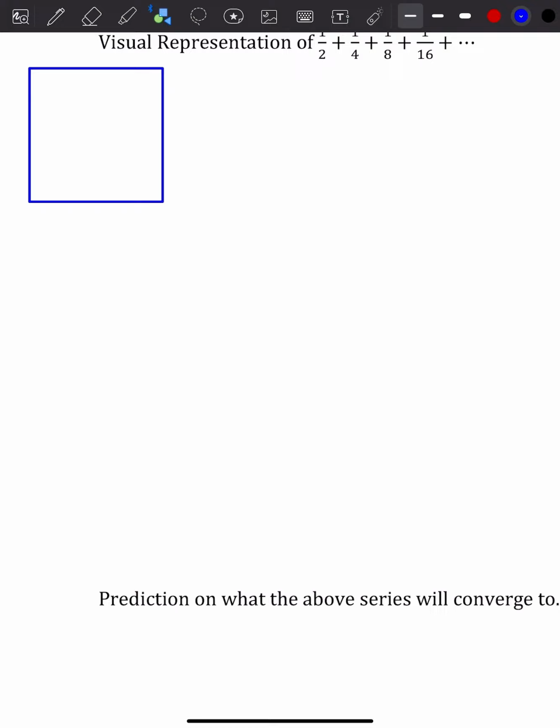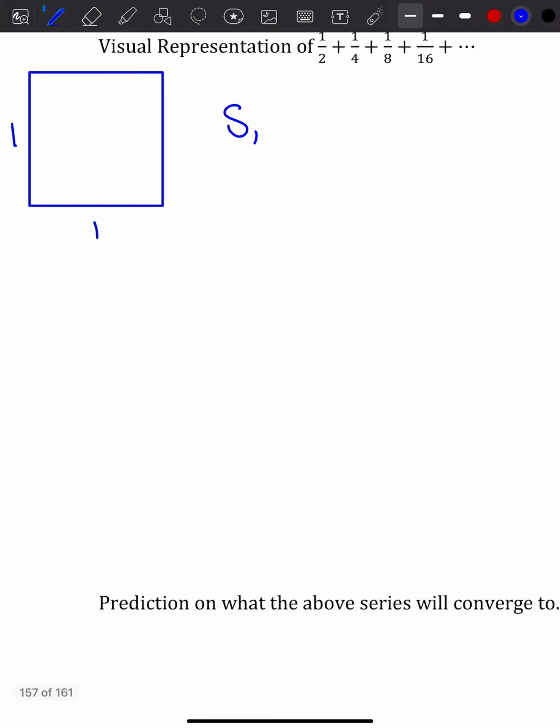So this is a 1 by 1. If I want the sum S sub 1, we're going to do half that box. So half of this box is going to be our first area. So all of this here is S sub 1. So we know that equals 1/2.